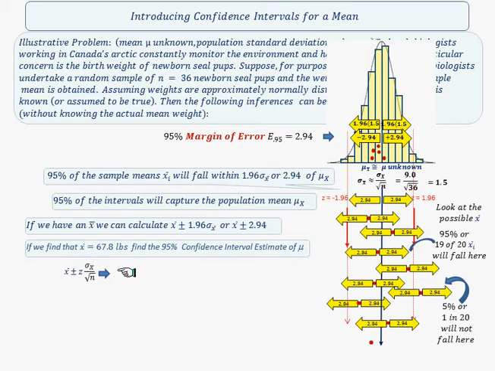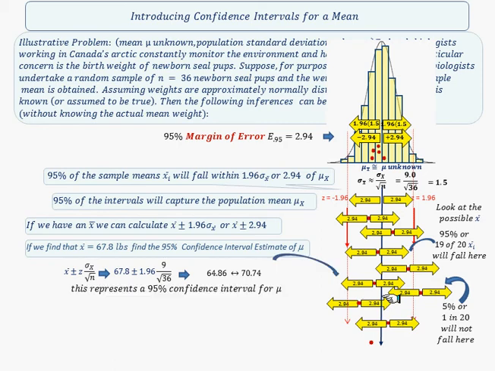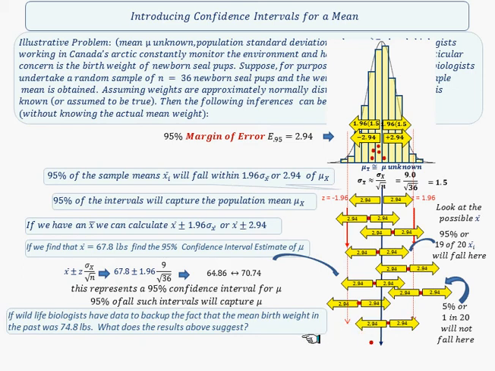And we have now, if we do know an x bar of 67.8, then we imagine one of these intervals to represent x bar of 67.8, add and subtract the 2.94, giving us an interval of 64.86 to 70.74, which represents one of these intervals. And we can be 95% confident that the interval will contain the population mean mu, because 95% of all such intervals will capture mu.